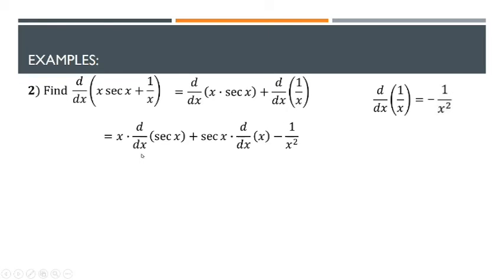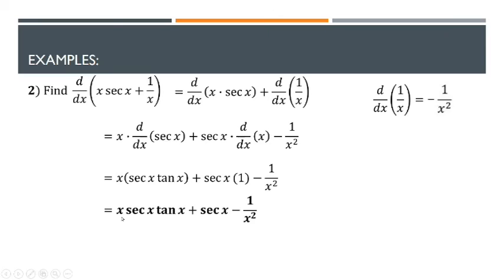So derivative of secant is secant x tangent x. And derivative of x is 1 since it is the derivative of the identity function, so 1. So simplifying, we have x secant x tangent x plus secant x minus 1 over x squared. So we can no longer evaluate that. Even if we change into sine and cosine functions, we have nothing to cancel because secant is 1 over cosine and tangent is sine over cosine. So we can't cancel anything.